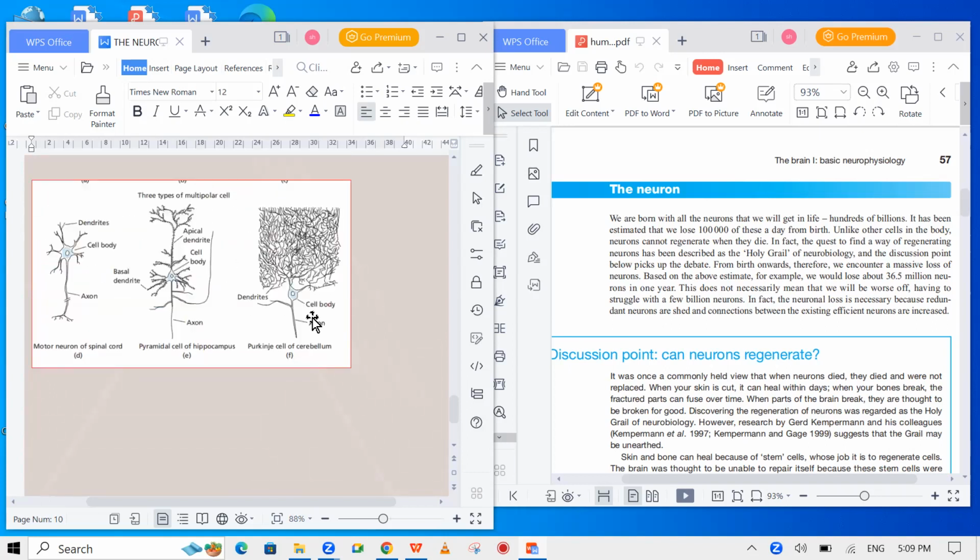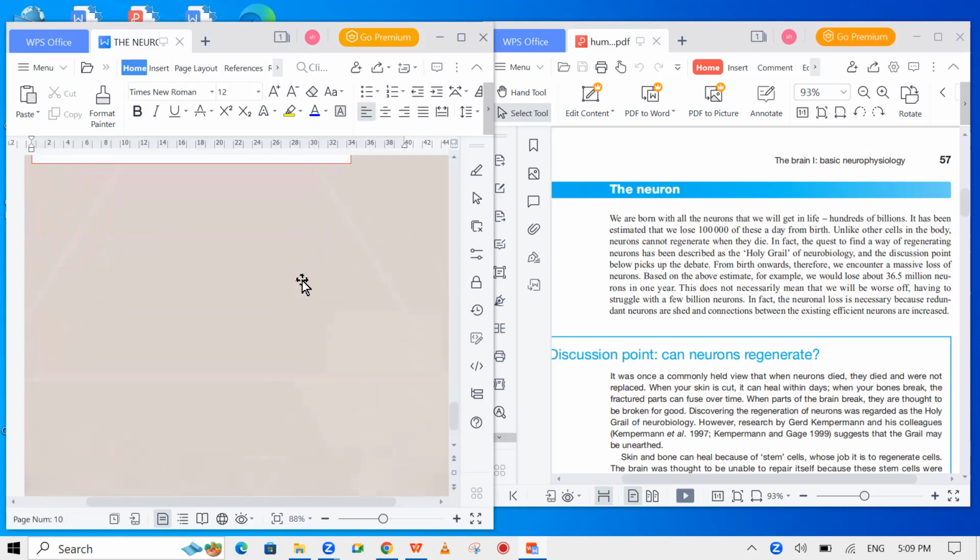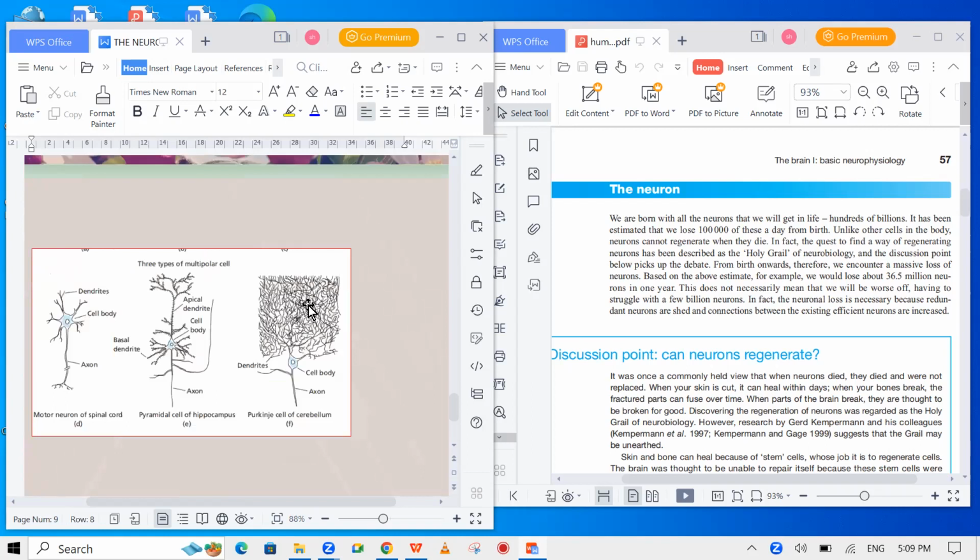So you can see the number of dendrites they have and how the information is going to be processed so quickly, because there are so many dendrites and synapses. So this ends the chapter here. Now we're going to proceed to the next chapter.